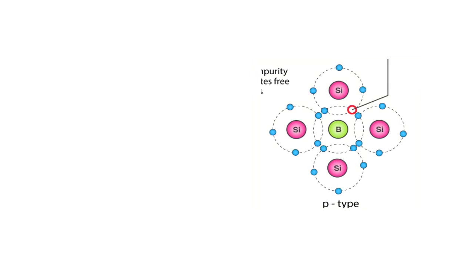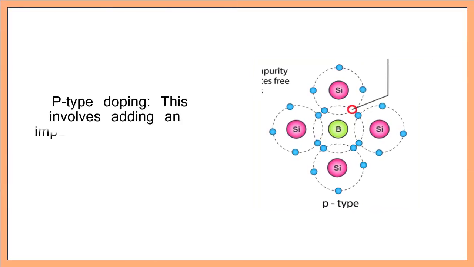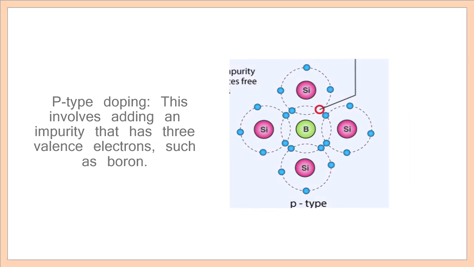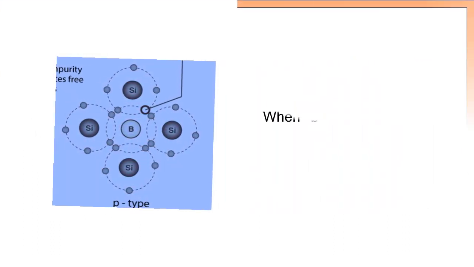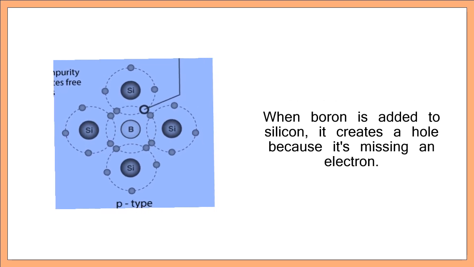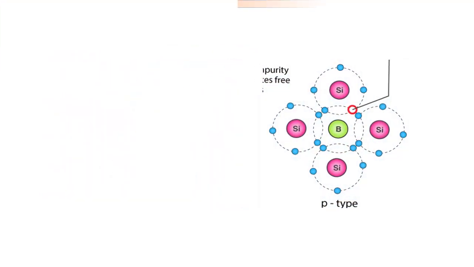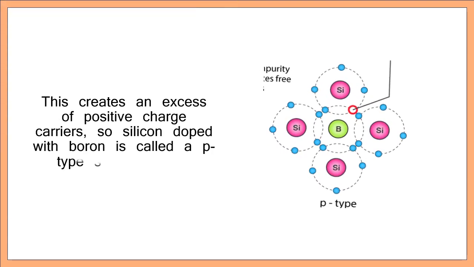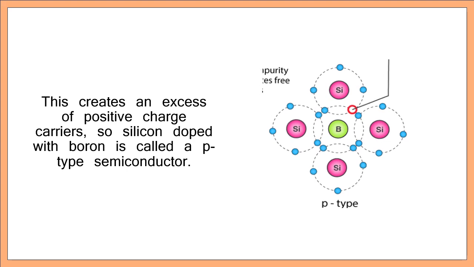P-type doping. This involves adding an impurity that has 3 valence electrons, such as boron. When boron is added to silicon, it creates a hole because it's missing an electron. This creates an excess of positive charge carriers, so silicon doped with boron is called a P-type semiconductor.